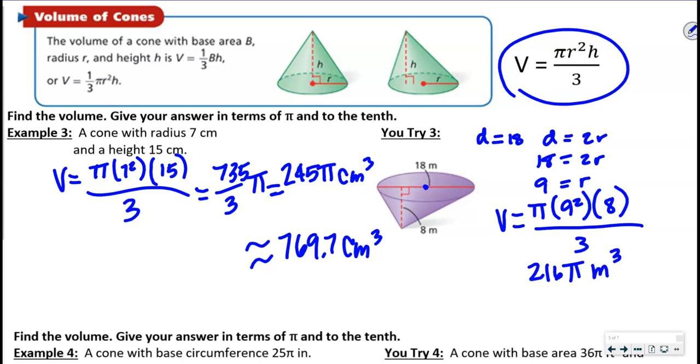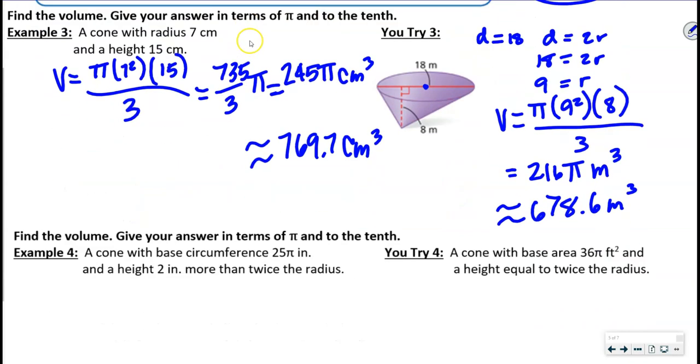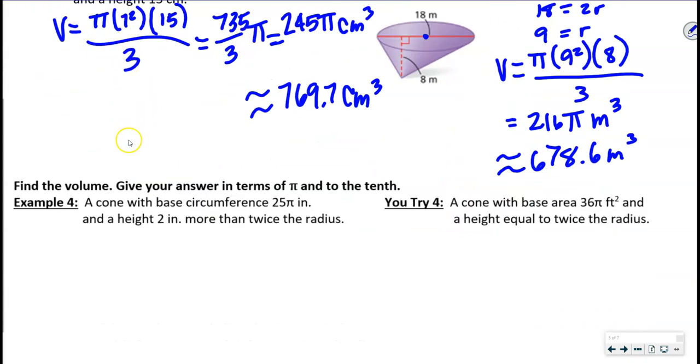Now multiply that 216 by pi, and you should have got approximately 678.6 meters cubed. Okay? All right, now let's do these next two. It says find the volume, give your answer in terms of pi and to the 10th.